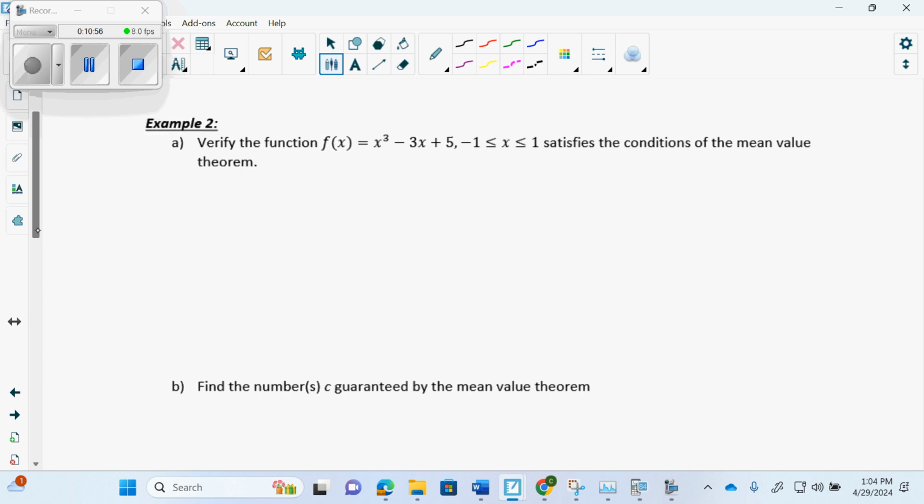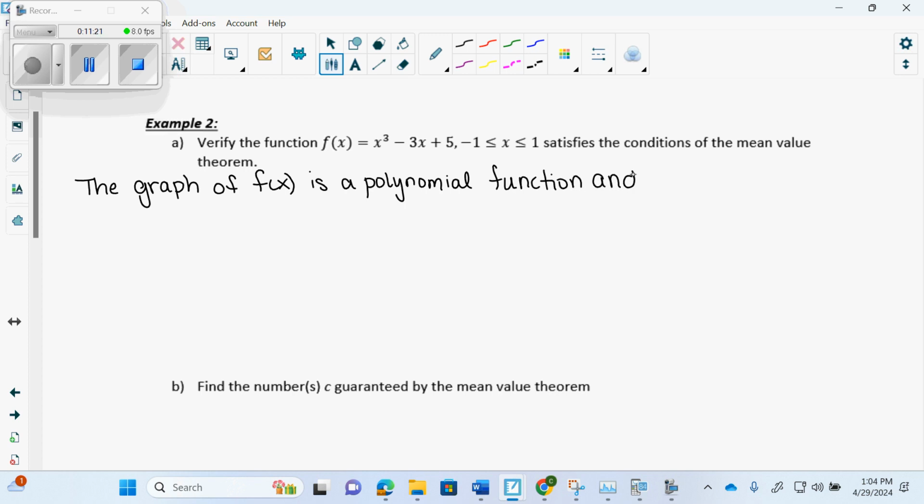So, we're going to say the graph of f of x is a cubic function, or you could say is a polynomial function, both of which work. Is a polynomial function and therefore continuous and differentiable.